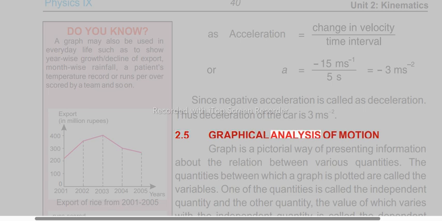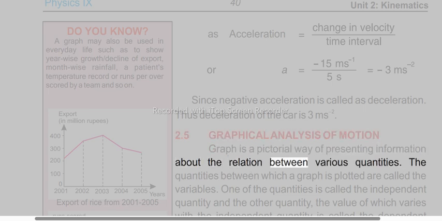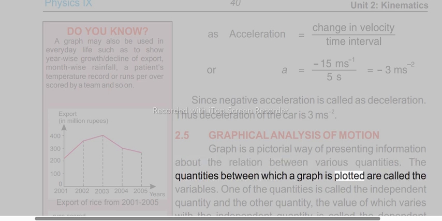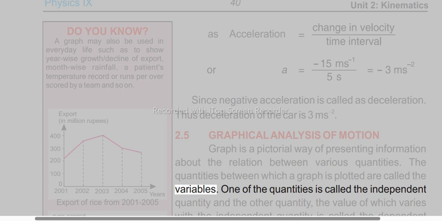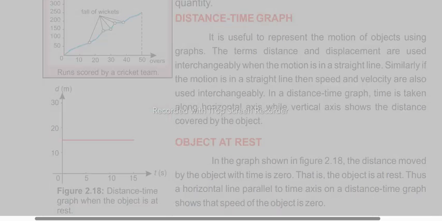2.5 Graphical analysis of motion. A graph is a pictorial way of presenting information about the relation between various quantities. The quantities between which a graph is plotted are called the variables. One of the quantities is called the independent quantity, and the other quantity, the value of which varies with the independent quantity, is called the dependent quantity.